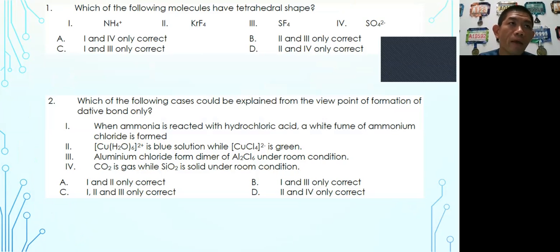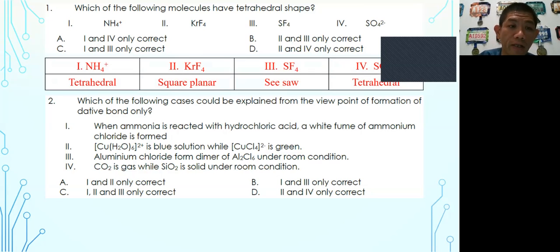Now you have to use the technique of how to draw the Lewis diagram that I showed you in my YouTube videos. You might want to locate the chapter 3 videos to find out how to draw the Lewis structure for all of these. So after you work it out, you have the shapes: NH4+ is tetrahedral, KrF4 is square planar, SF4 is seesaw, and SO4 2- is also tetrahedral. So it is NH4+ and SO4 2- which are tetrahedral. So our answer is A. So this is for number 1.